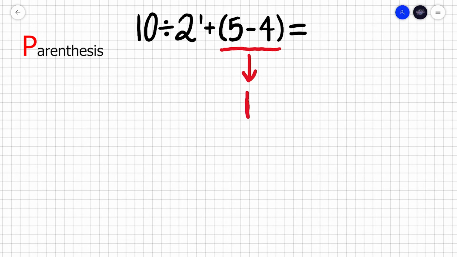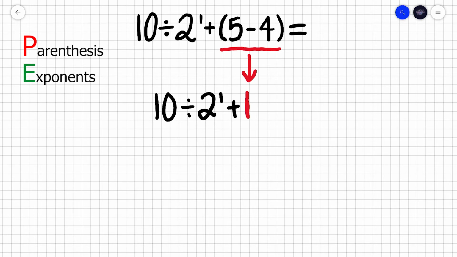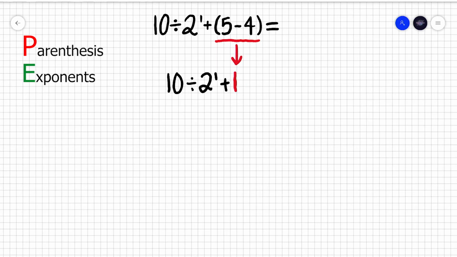And then you would get 10 divided by 2 to the first power plus 1. And then, do you guys remember what we do second? Second thing you have to do is the exponents. So you have to evaluate and simplify the exponents first. I mean, after you do the parentheses, of course. If you watched my last video about exponents, you will know that anything to the first power is just going to be the number itself. 2 in this case is the base number, so you can just think of this as 2. So then you would get 10 divided by 2 plus 1.